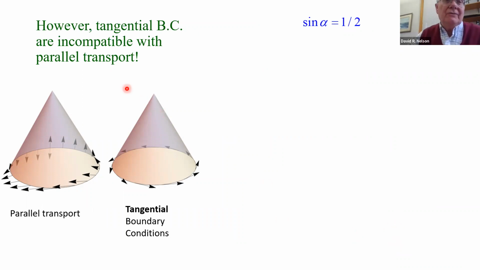So we already saw they're different for a disk. They're incompatible with parallel transport. Okay, here's tangential boundary conditions. I start here, I go around tangentially. If I do something here, it happens to be counterclockwise. It wants to rotate out of the plane of the base. So something new has to happen here.